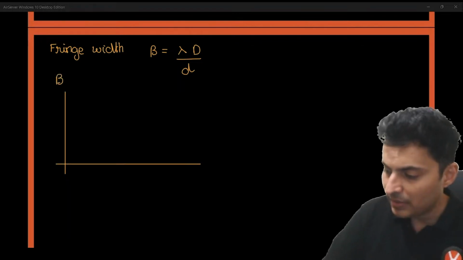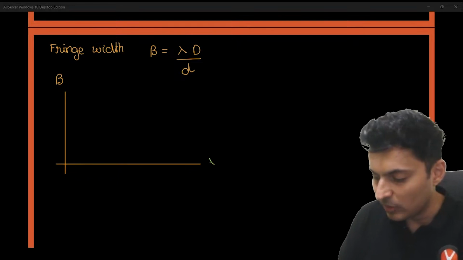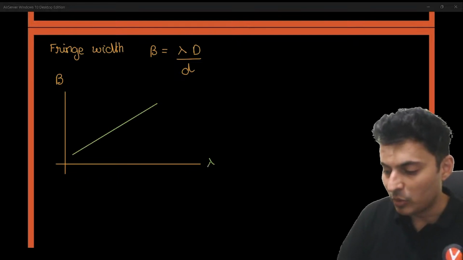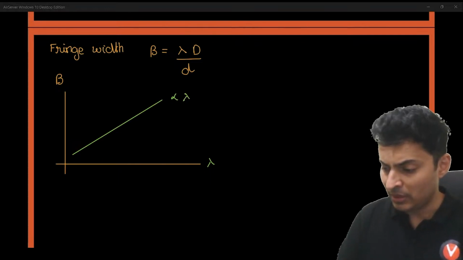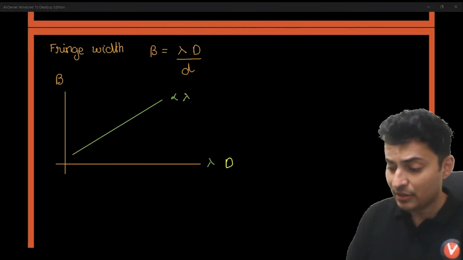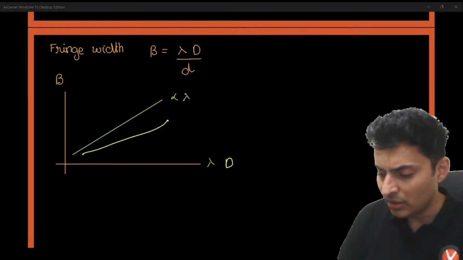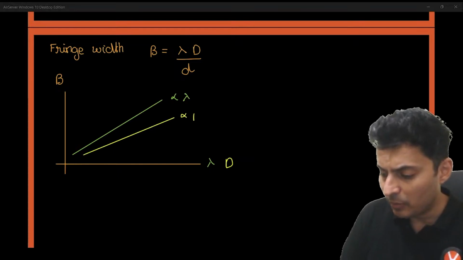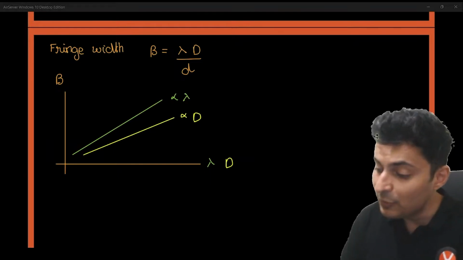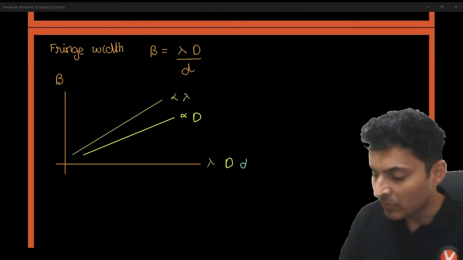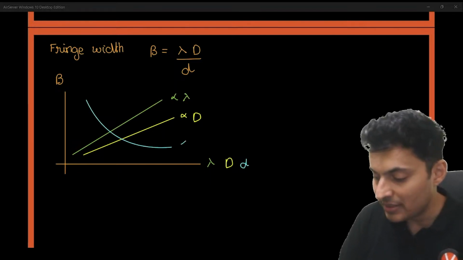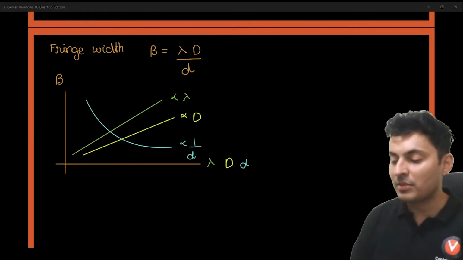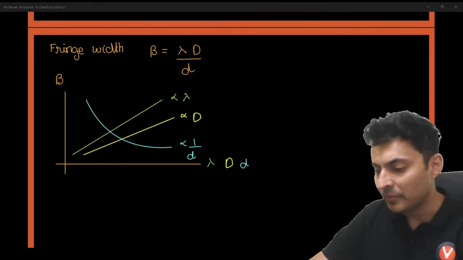This is fringe width. With respect to the wavelength, it is directly proportional. The distance from the slits to the screen, capital D, is also directly proportional. If you look at small d, it is inversely proportional because it is below in the formula. Okay, that is one thing.